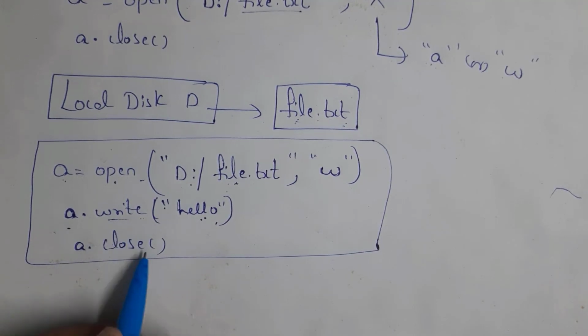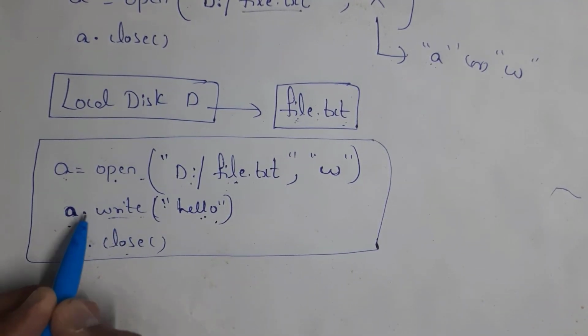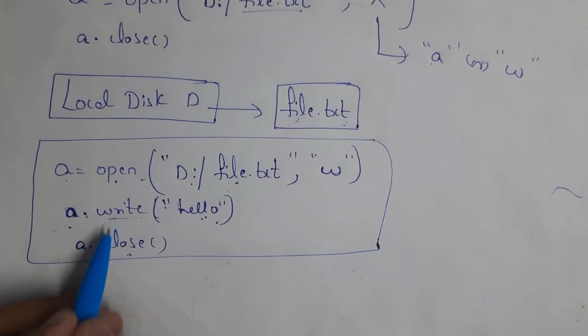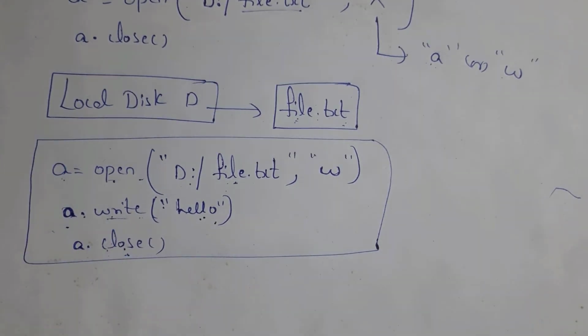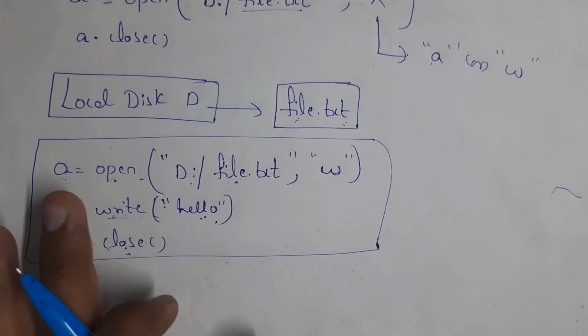Here write and close are methods, because we are including the object name, that is a.write, a.close. So we call write and close methods. Open is a function, because we do not include an object before the function; I just wrote open, that's it.